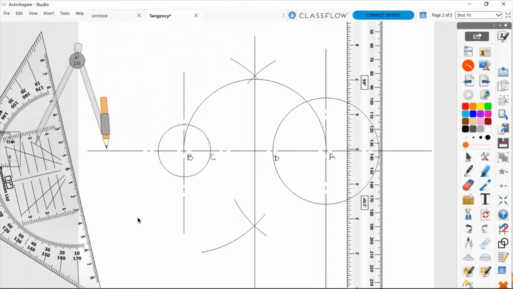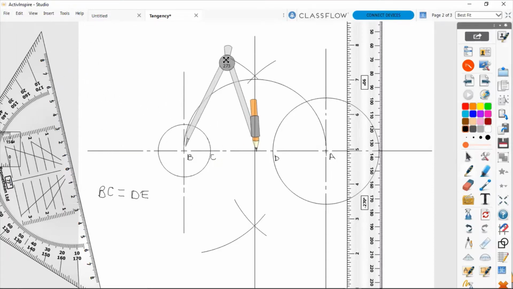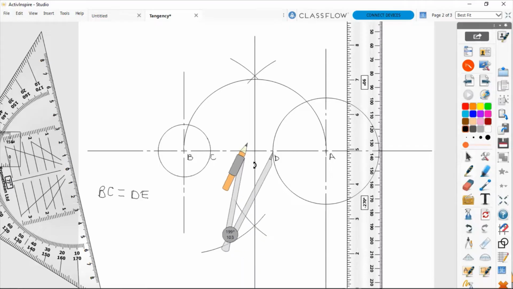Okay, so now we are going to draw another arc such that BC will be equal to DE. So we are going to find point E on this line joining the centers, such that the distance from D to E will be equal to the distance from B to C. By that, we are going to take this distance from center B to point C. Then stand on point E, and draw an arc that cuts this center line. And that's going to be our point E.